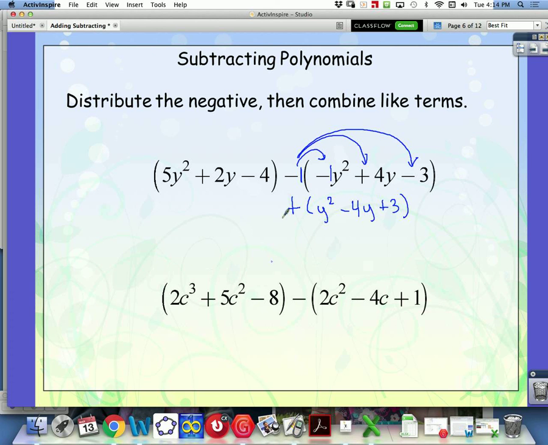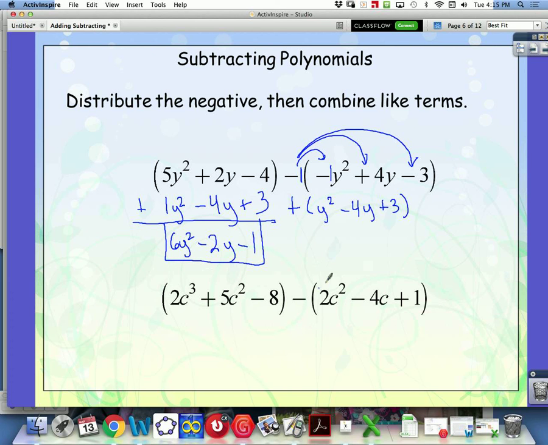Your program may have you leave it as a negative, but in my experience, I tend to mess myself up subtracting a negative, so I like to just turn it into a plus and make my life easier. Because now that this is a plus, we're going to do just like we did in addition and line it up under the first one and go 1y squared minus 4y plus 3. Now I don't have to worry about subtracting a negative. This is addition. So 5 plus 1 is 6y squared. 2 plus -4 is -2y. And -4 plus 3 is -1. And there's your answer.